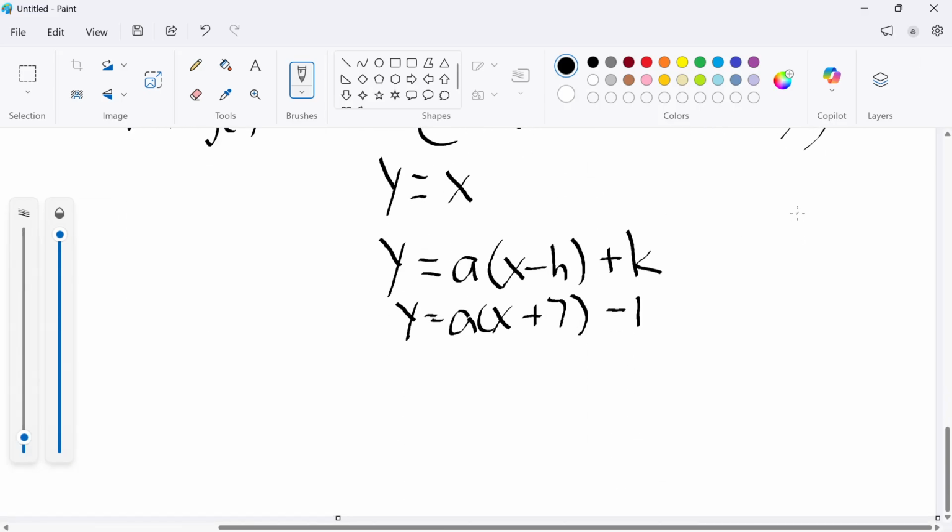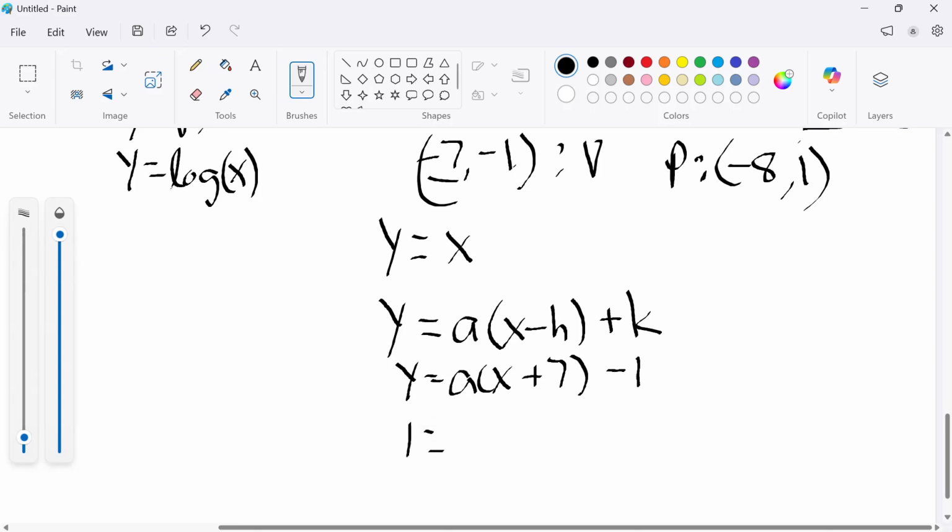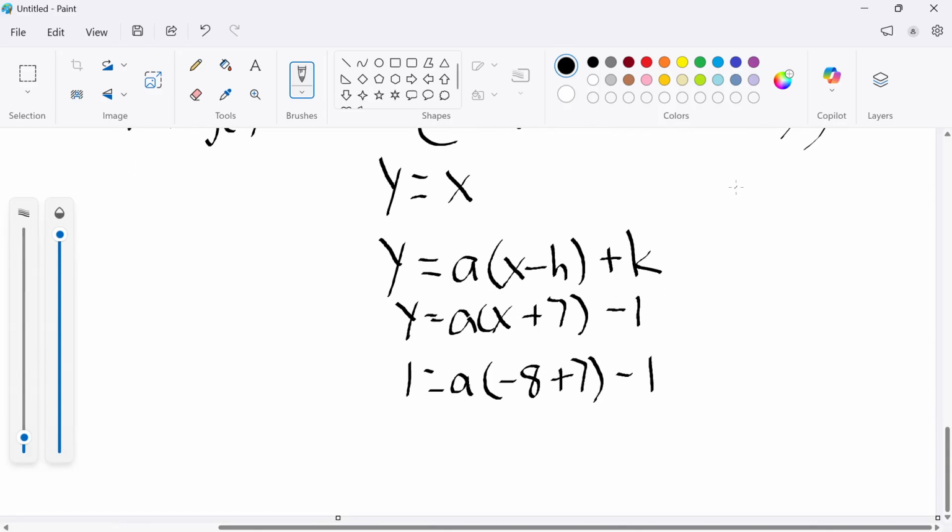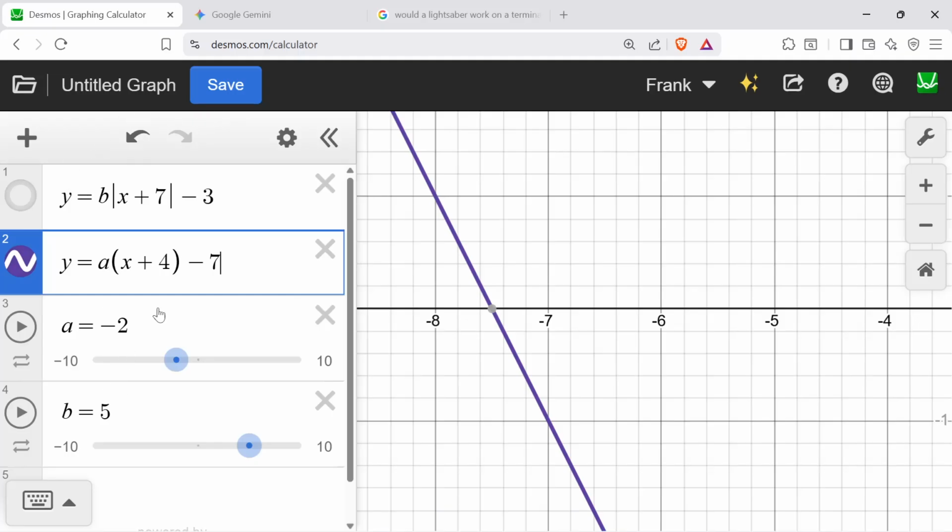And so I'm going to plug that in for x and y. 1 equals a times absolute value of -8 plus 7, minus 1. -8 plus 7 is -1, so -1a equals, I'm going to add 1 to both sides, 2. I'm going to divide both sides by -1. -2 equals a. So see, I did come out with the right value for a.